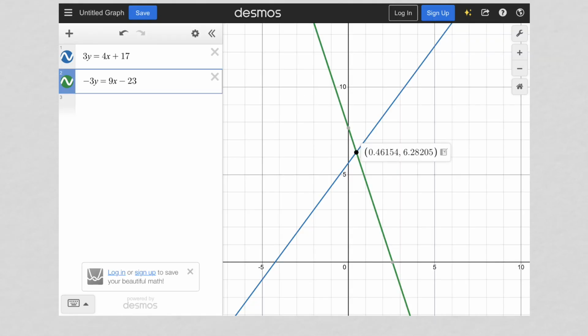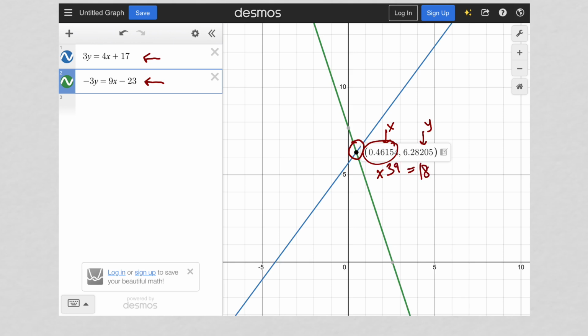You see the equations from the original question input into two separate lines. We see the point of intersection between those two equations, which is our solution, right? This is our x value. This is our y value. And again, the question wants 39 times x. So we're just taking this value here, multiplying it by 39. And again, we get an answer of 18.